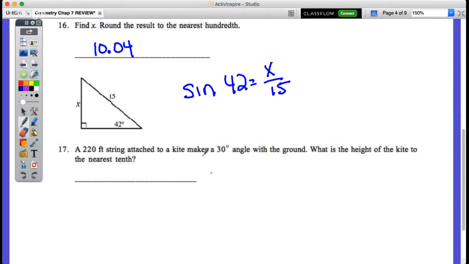A 220-foot string is attached to a kite. So here's the kite. I was actually flying kites this weekend in the wind. Really? Okay.